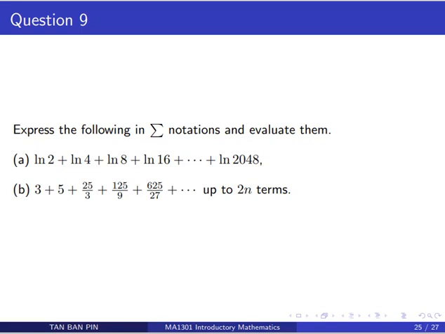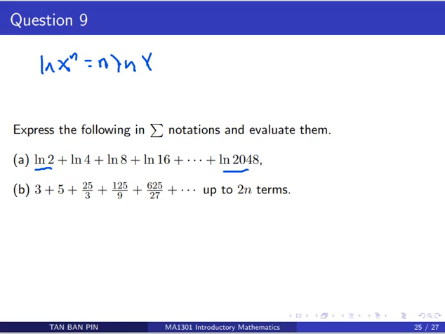In this question, you're supposed to express in sigma notation and then evaluate them. First part is ln 2, ln 4, ln 8, ln 16 and so on until ln 2048. So you realize that it's actually powers of 2: 2, 4, 8, 16 and so on. And you'll find that we need the result ln x power n is n ln x. You can move the power down.